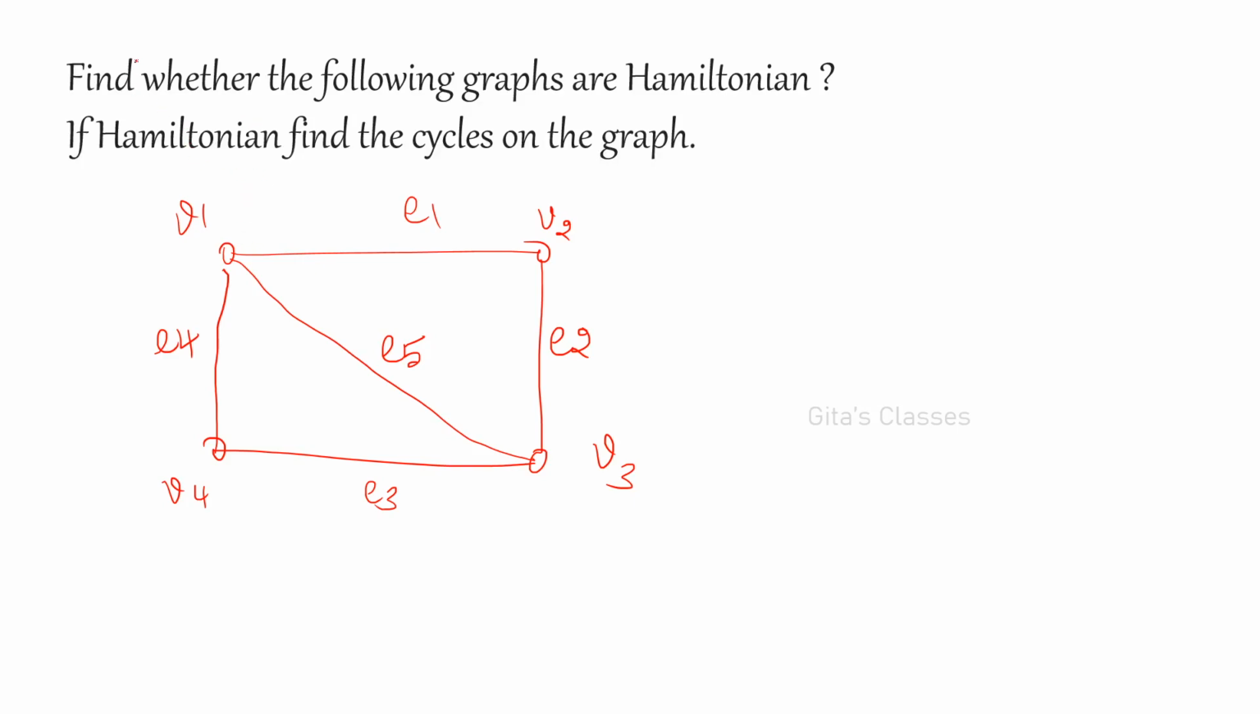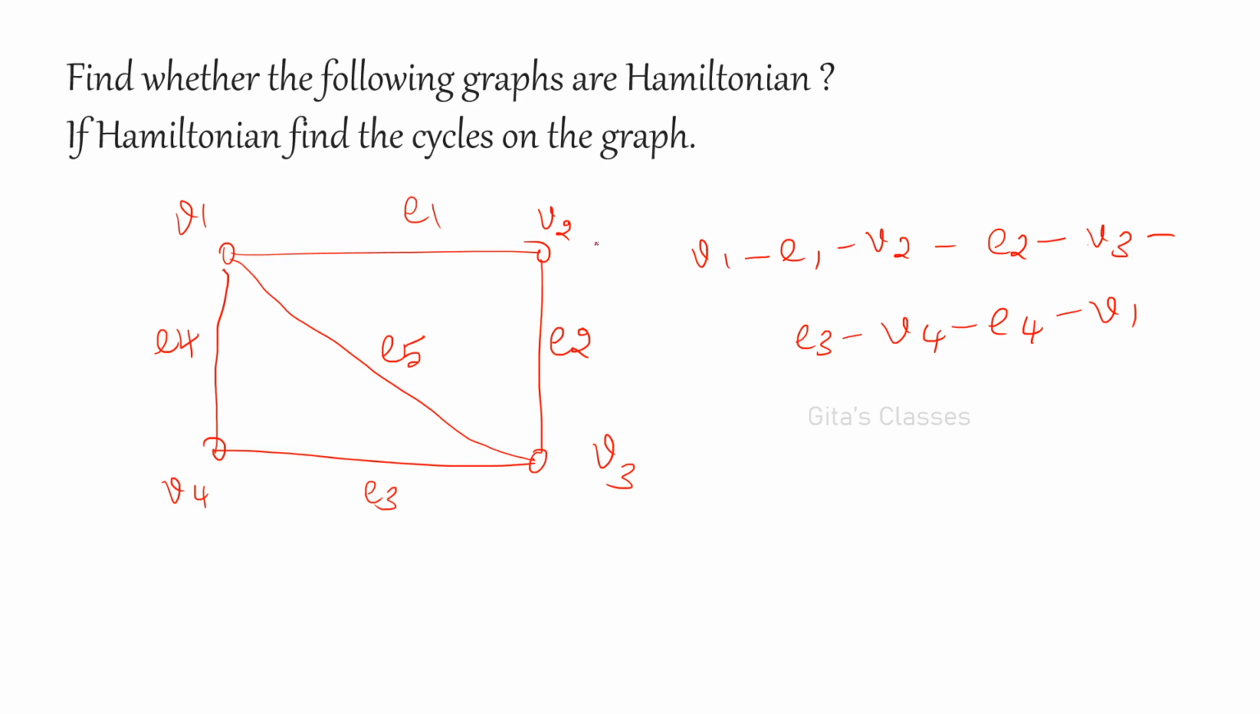We'll see some examples. Find whether the following graphs are Hamiltonian or not. If Hamiltonian, find the cycles on the graph. So how will you find out here? You can start from V1, then go through E1, then V2, then E2, then V3. You have to visit all the vertices only once. Then after V3 you can go to E3, then V4, then E4, then V1. You have started from V1 and ended with V1, and no vertex is repeated. So V1, V2, V3, V4, and the starting and ending vertices are the same. All the other vertices should not be repeated.